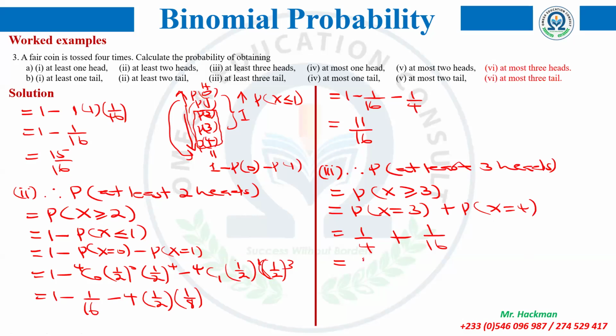5 on 16. Okay, this one times 4, so 4. So 5 on 16, you are right. All correct, my professor.